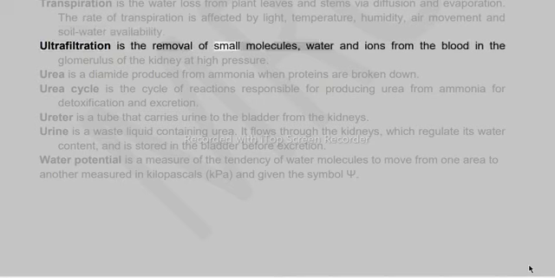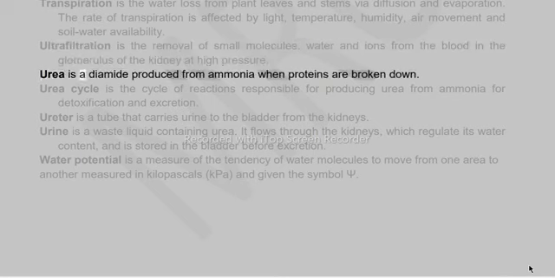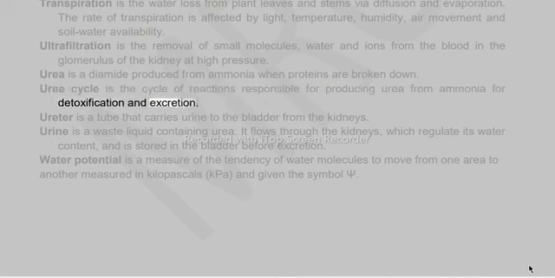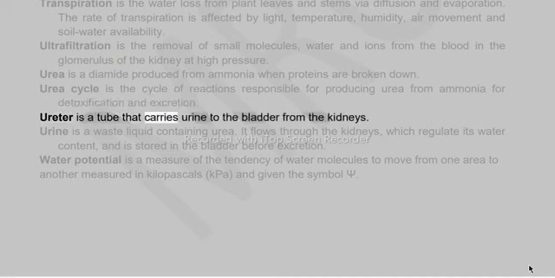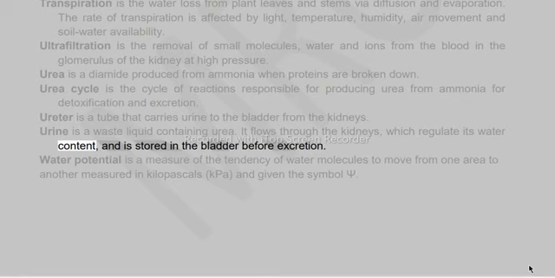Ultrafiltration is the removal of small molecules, water, and ions from the blood in the glomerulus of the kidney at high pressure. Urea is a diamide produced from ammonia when proteins are broken down. Urea cycle is the cycle of reactions responsible for producing urea from ammonia for detoxification and excretion. Ureter is a tube that carries urine to the bladder from the kidneys. Urine is a waste liquid containing urea. It flows through the kidneys, which regulate its water content, and is stored in the bladder before excretion.